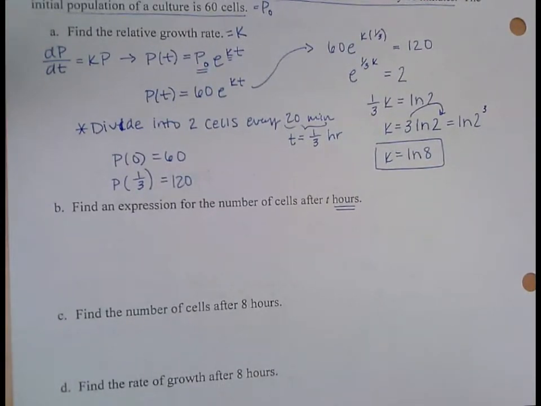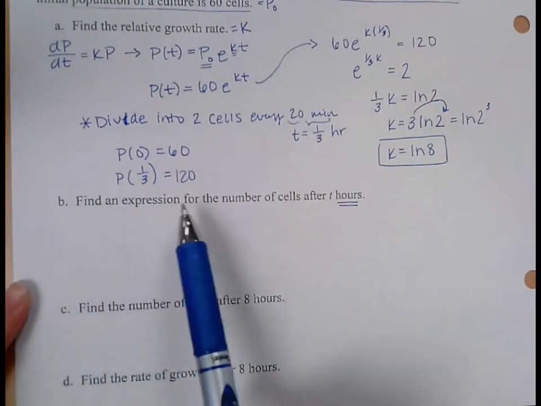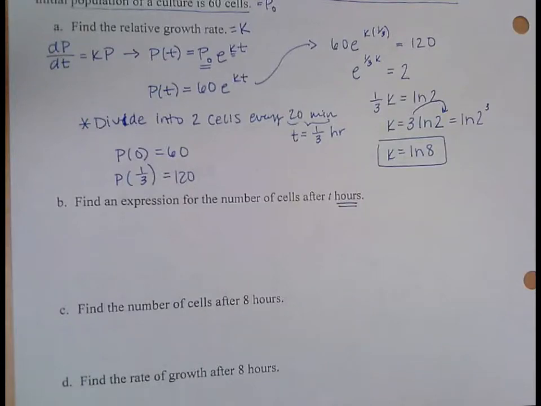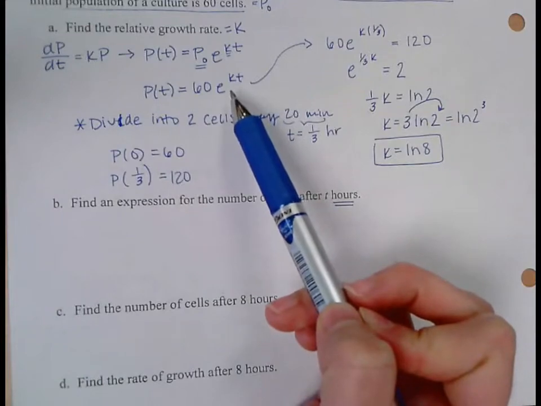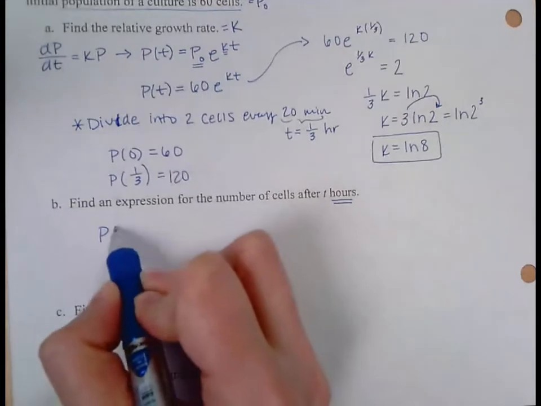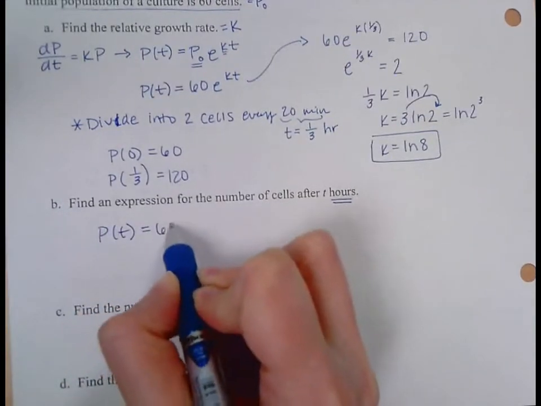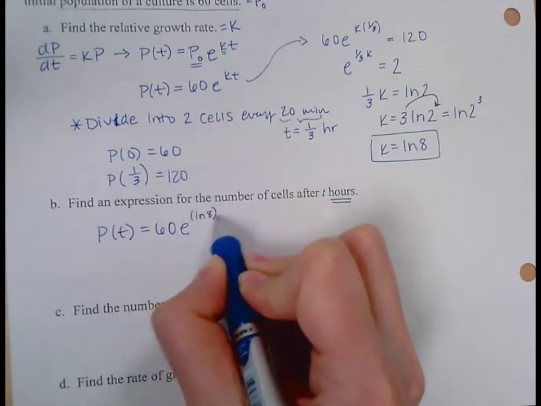Okay, any questions on that? So in some way, whether you're given information or not, you need to be able to find the initial population and find that relative growth rate, the k value. So for part B, an expression for the number of cells after t hours would now just be substituting this k value into our solution equation. And I'm going to show you different ways you could write this too. So you'd have P of t would equal 60 times e to the natural log of 8 times t.